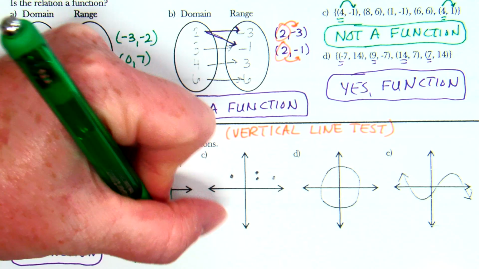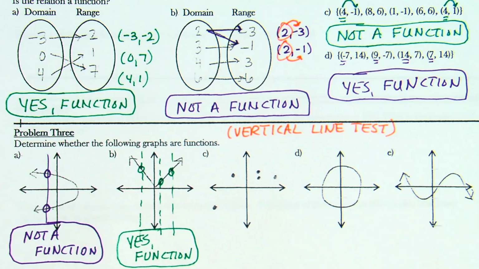Okay, C. It's a little different, but it's still the same concept. Is it a function, as in does it fail or pass the vertical line test? I don't know. This one's different. What do you think, Lance? I'm going to say it fails because there's a dot under the other dot.